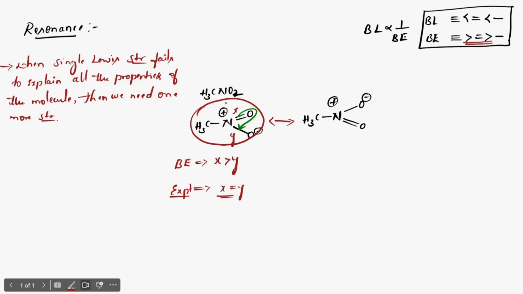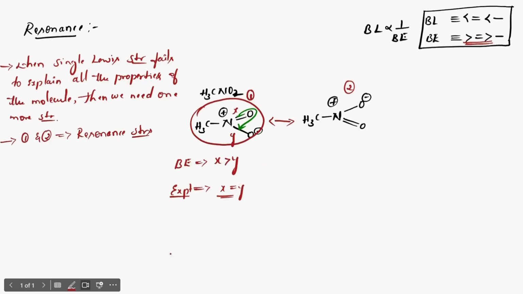Consider this as structure 1 and this as structure number 2. These structures 1 and 2 are called resonance structures. Again, in the second structure also, we are not going to have the experimental bond energy, that is X equal to Y.